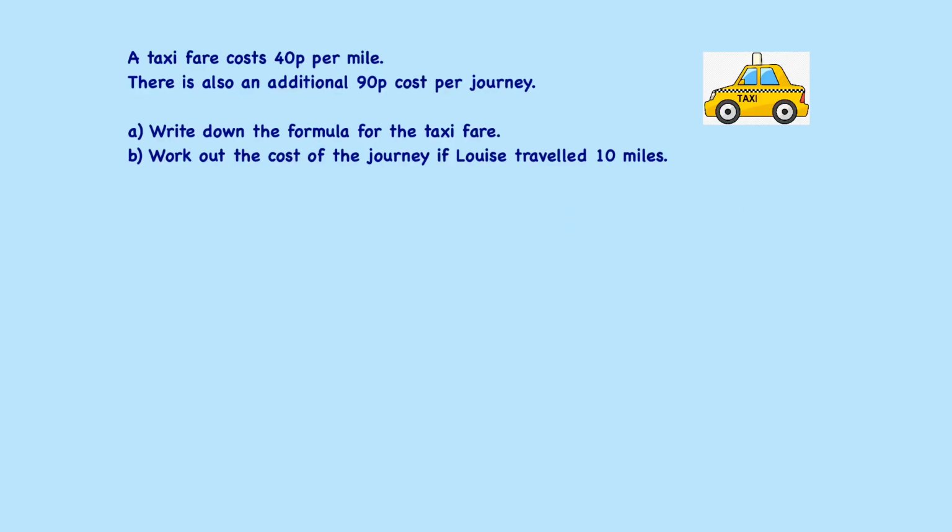Sometimes you might be given word problems. So you can see that the taxi fare is 40p for every mile you travel, and then there's an additional 90p for the journey no matter how many miles are travelled. So you'll always have this 90p cost no matter what. So we'll let C equal cost of fare and M equals miles travelled. So we'll have C equals, it'll be 40p per mile, so it'll be 40 multiplied by M, and then we have this additional 90p to add on to the journey, so add that on.